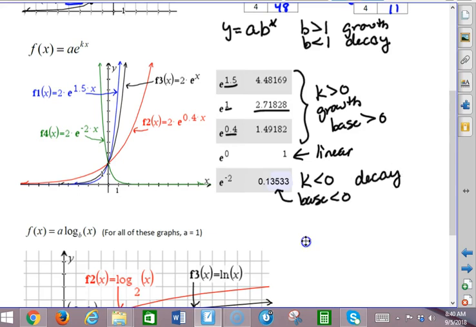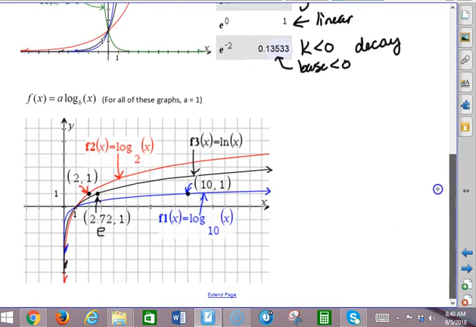So you can see here, the red graphs, this is e to the 1x, this is e to the 0.4x, this blue one is e to the 1.5x. So those are all growth. The green one is the one that is e to the negative 2x. So that's the one that's going down.